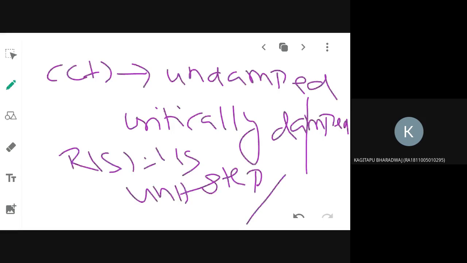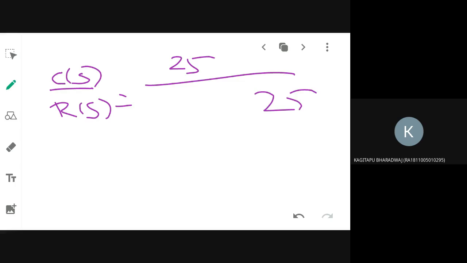Okay, now other things I wanted to tell you. Suppose they give you C of s divided by R of s equal to one system, and they tell you that you have 25 over s squared plus 10 s plus 100. They give you one system like this, a closed loop transfer function. Now, what is your zeta? What is your omega n?